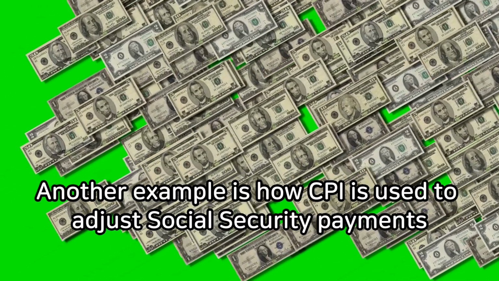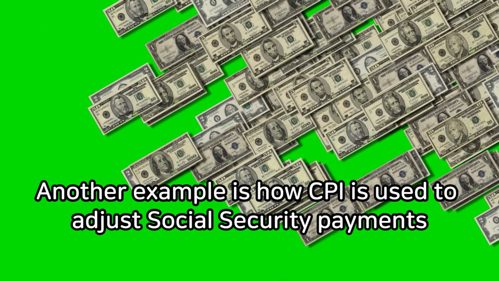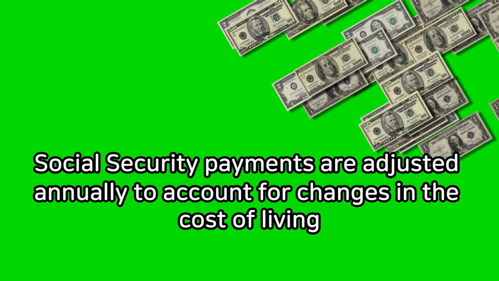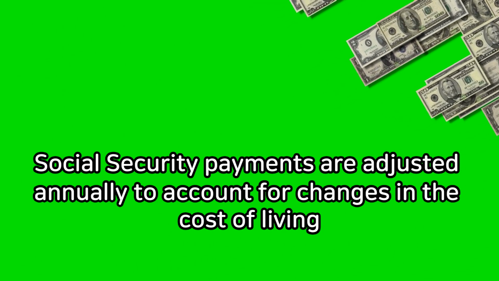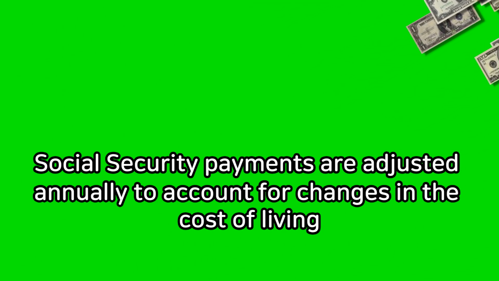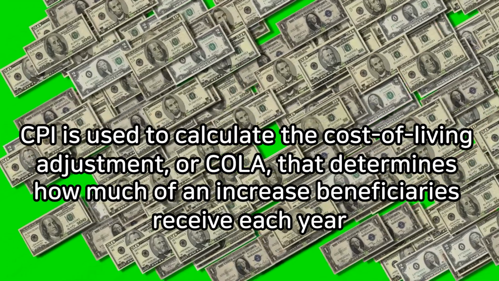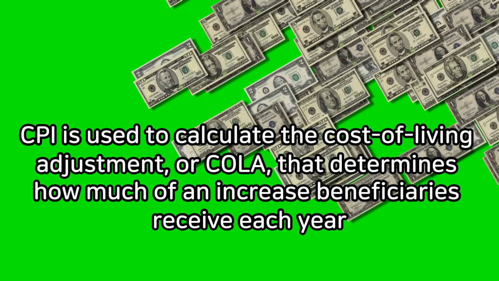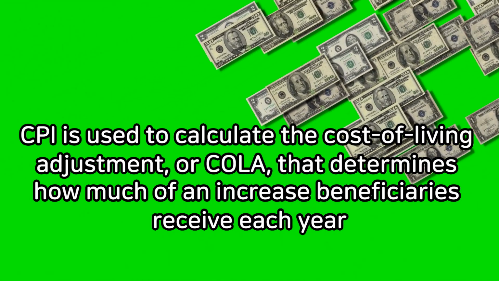Another example is how CPI is used to adjust Social Security payments. Social Security payments are adjusted annually to account for changes in the cost of living. CPI is used to calculate the cost of living adjustment, or COLA, that determines how much of an increase beneficiaries receive each year.